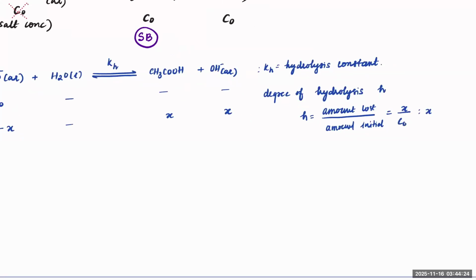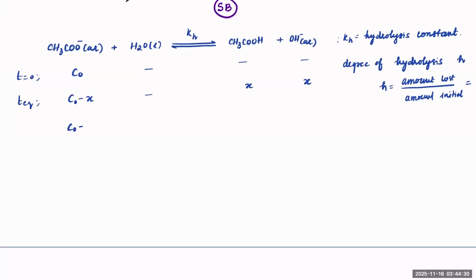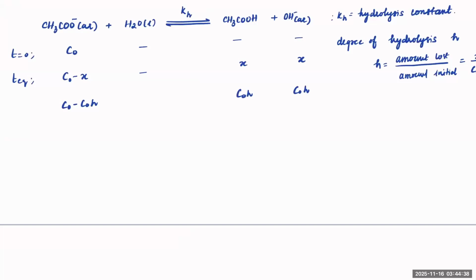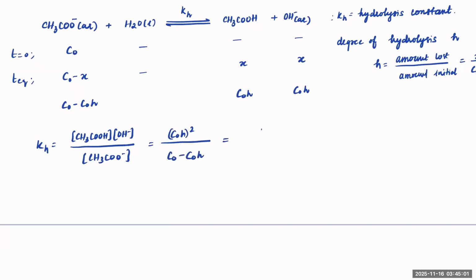So from here I can write C naught X is equal to C naught h. So therefore this equilibrium can be written as C naught minus C naught h, C naught h and C naught h. And how did we define Kh? Kh is a hydrolysis constant, which is CH3COOH concentration multiplied by OH minus concentration divided by CH3COO minus concentration. Therefore, it is C naught h whole square divided by C naught minus C naught h. So you can see one C naught will get cancelled. So we'll get this as C naught h square by 1 minus h.